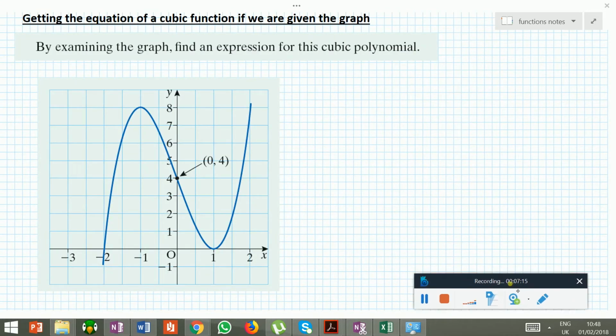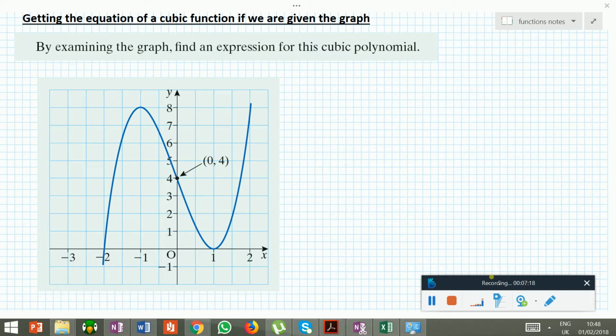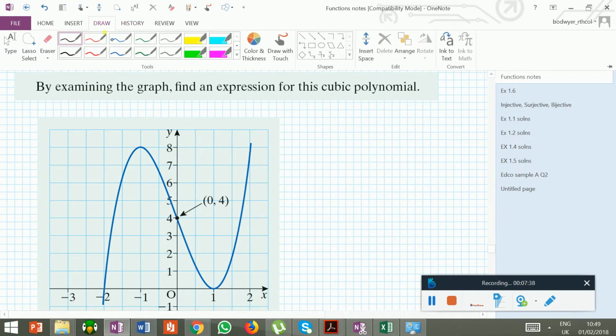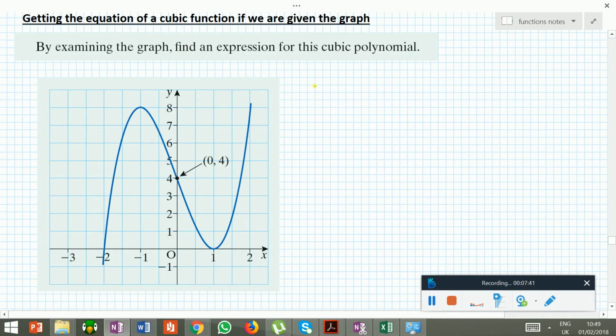Okay, our next step is we want to get the equation of a cubic if we're given the graph. So by examining the graph below, we're going to find an expression for this cubic polynomial. Now, what we do is we look for the roots first. We know that there's a root at minus 2, and then there's a repeated root at 1. So the function is going to take the form y equal to, now for the first one, you change the signs, you get x plus 2. Then you've got a repeated root at 1, so it's x minus 1 times x minus 1.